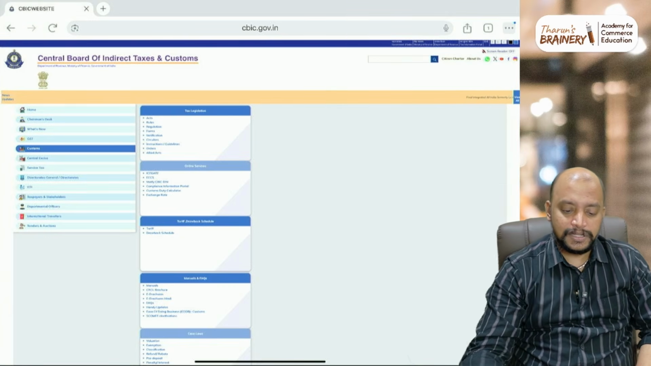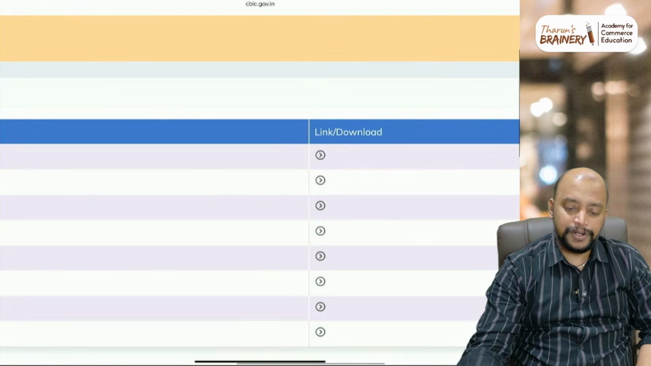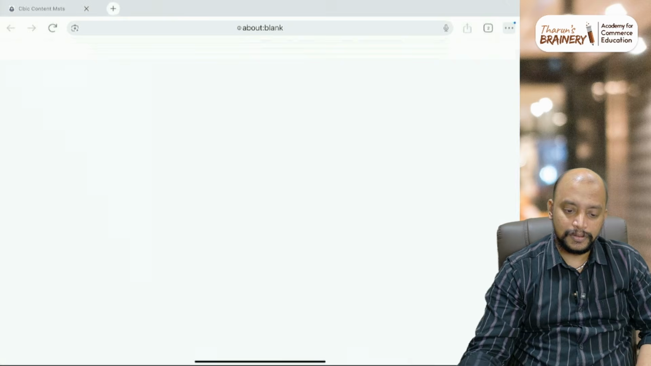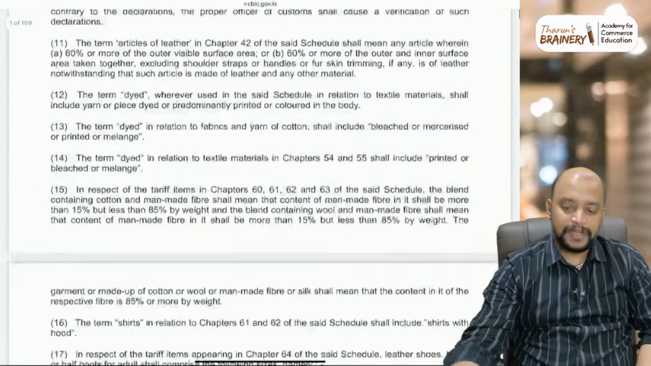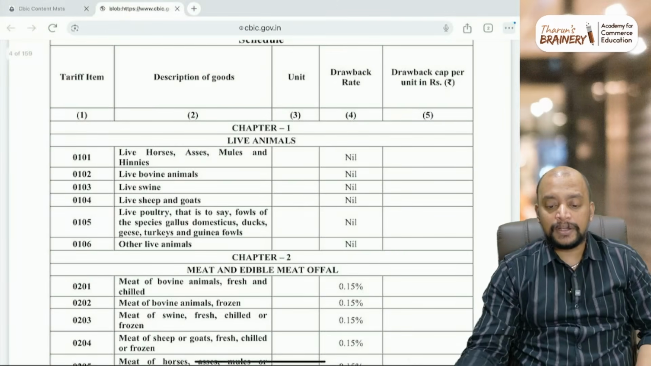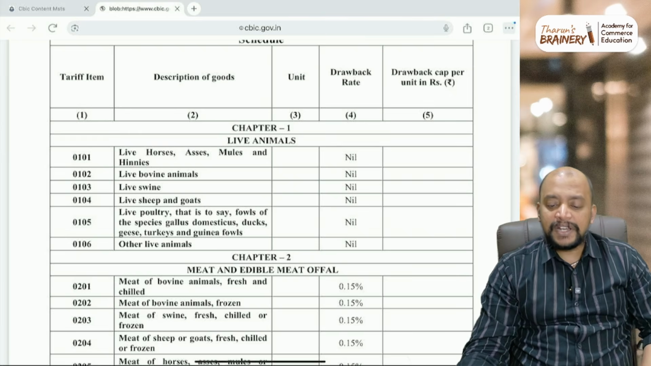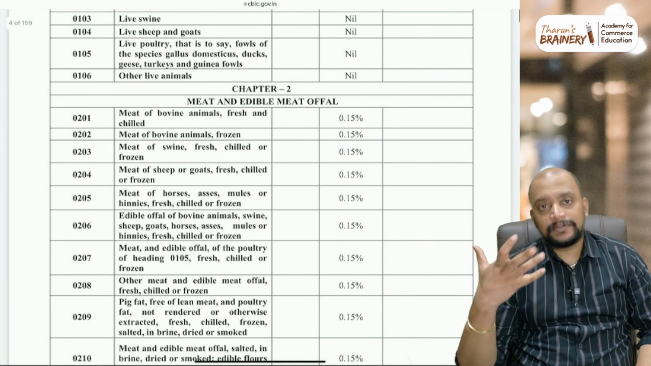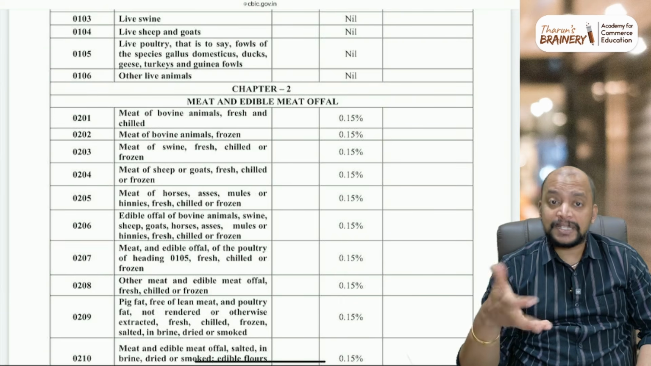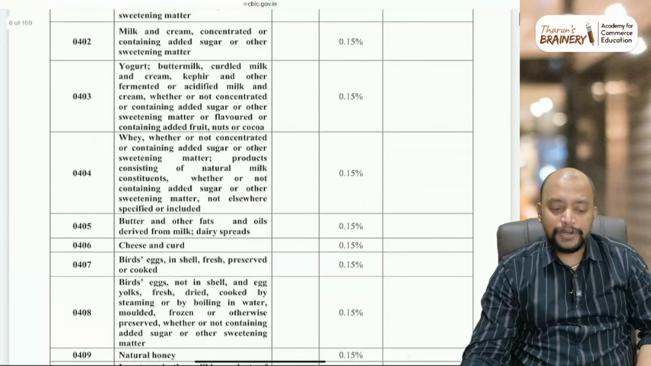So in this customs duty drawback schedule, this is the duty drawback schedule they gave. Depending upon the product you are exporting, what is the duty drawback rate? For live animals they did not give, but for meat exports they are giving 0.15%. Like that, for different goods they have given different duty drawback.